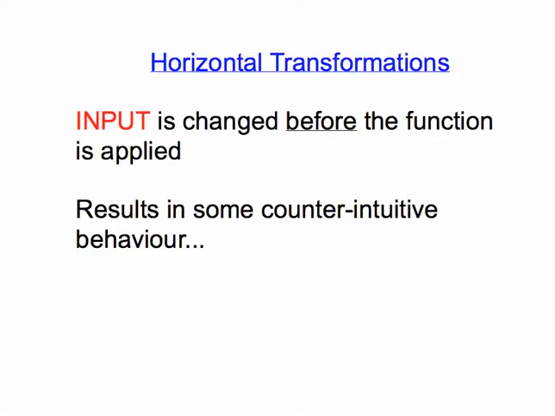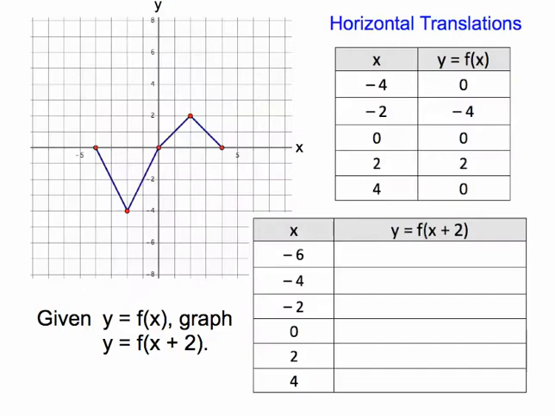They don't necessarily do what you first expect. But I'll show you why that happens, and pretty soon it'll become second nature. So let's take a look at the same function again, y is equal to f of x, defined by this graph with the key points in the table of values. And now the question is saying, given y is equal to f of x, graph y is equal to f of x plus 2. Now, notice that here we're adding 2 to x, and that is going to happen before we plug it into the f function.